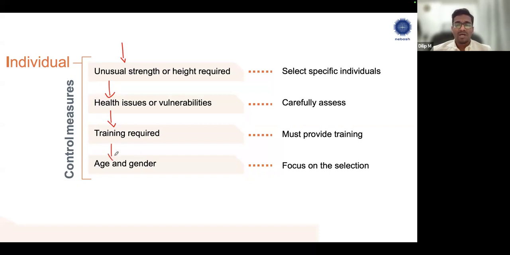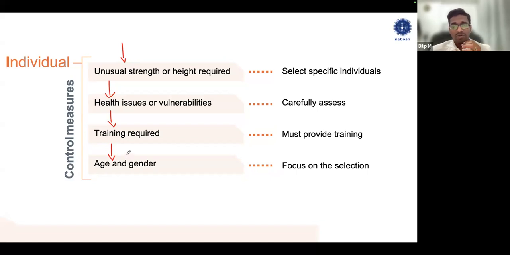Or if I'm a young person, or if I'm an elderly person, or consider the gender, whether it is male or female. Because for females the maximum weight that they can support is less compared to males. So all this should be carefully considered when undertaking the risk assessment.